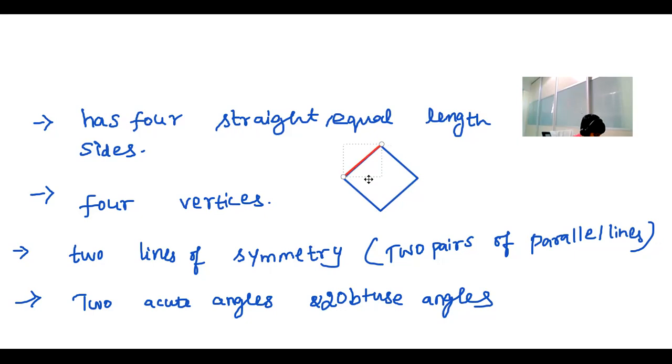For example, I'll try to differentiate. You can call this pair parallel, and the red ones are parallel. Similarly, let me do it in green. The green ones are also parallel to each other. So there are 2 pairs of parallel lines. You can otherwise call them 2 lines of symmetry. Understood?